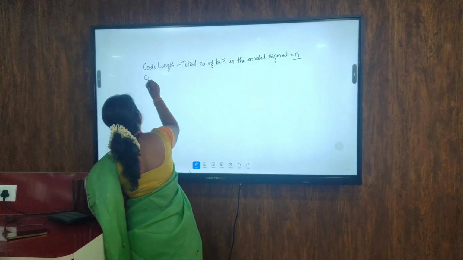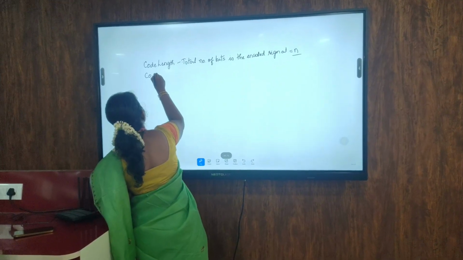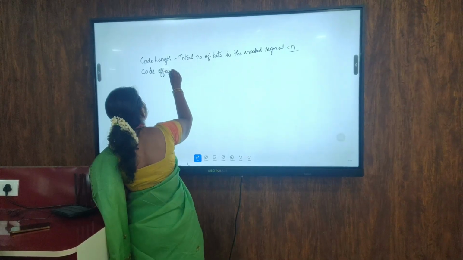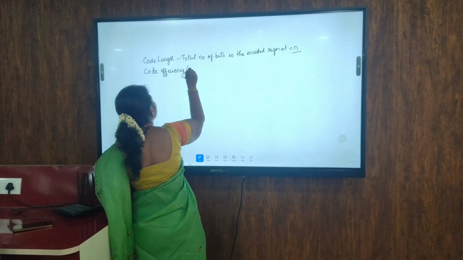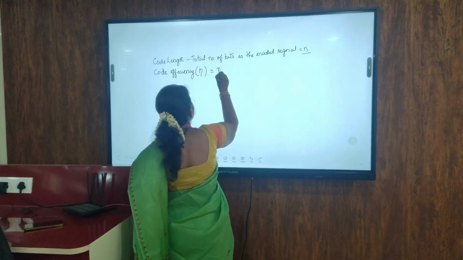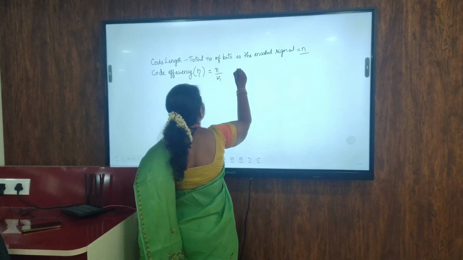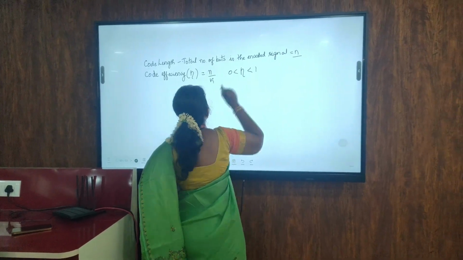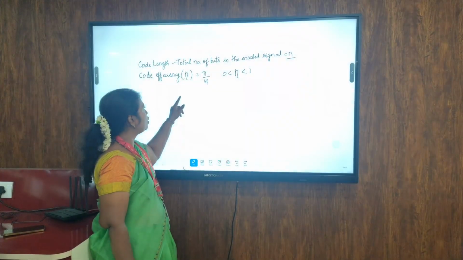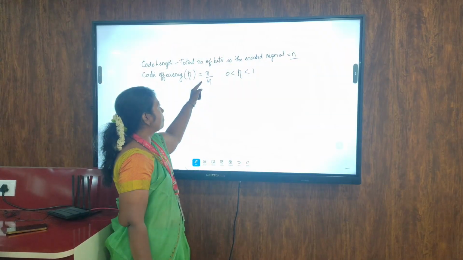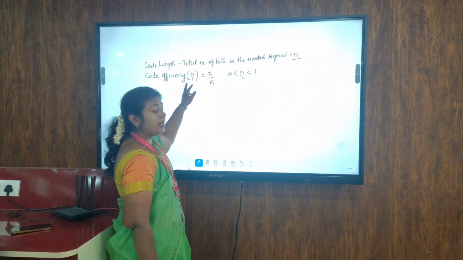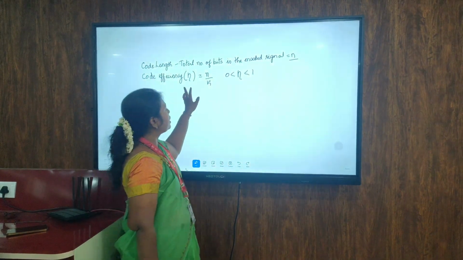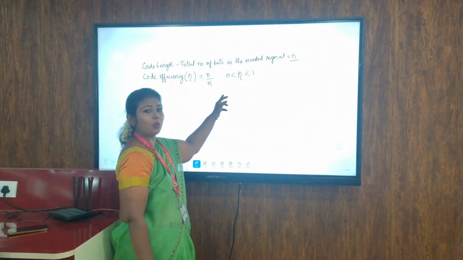Code efficiency. Code efficiency is the ratio of the original message bits to the encoded bits. Eta is the letter which represents code efficiency. Code efficiency value can range between 0 and 1.